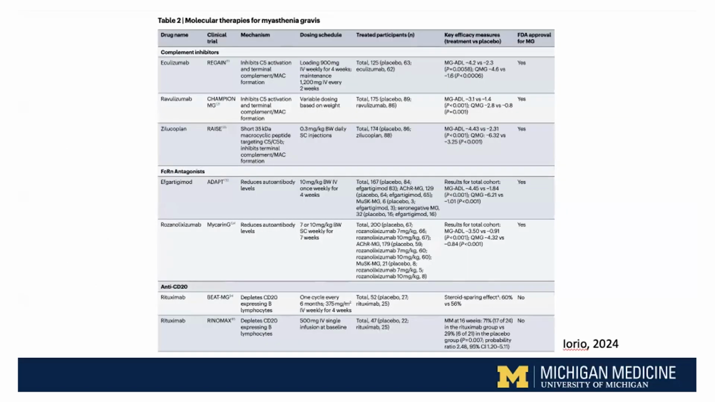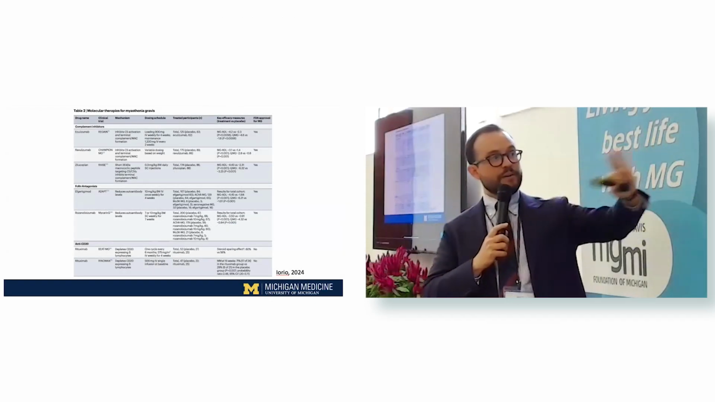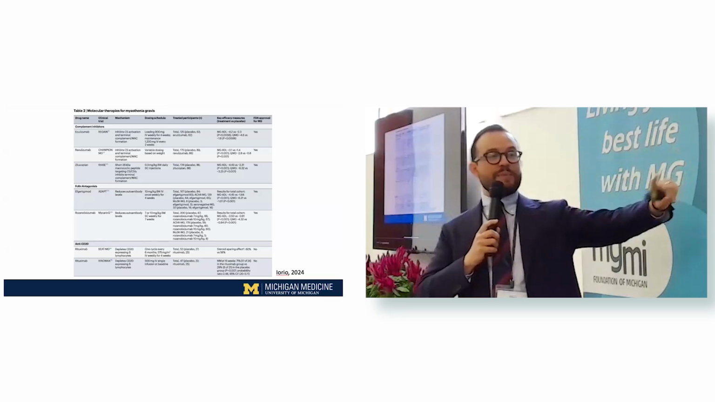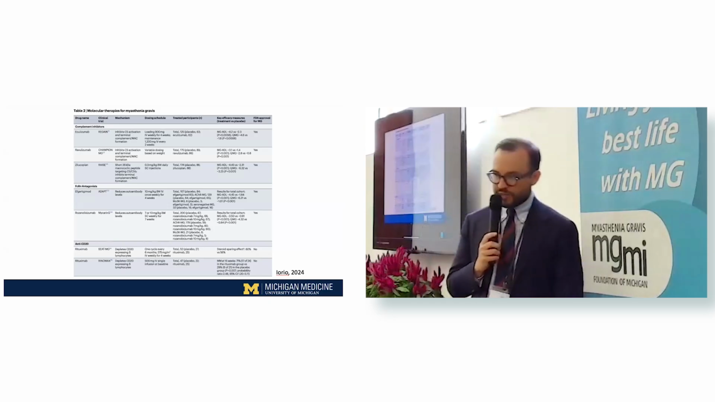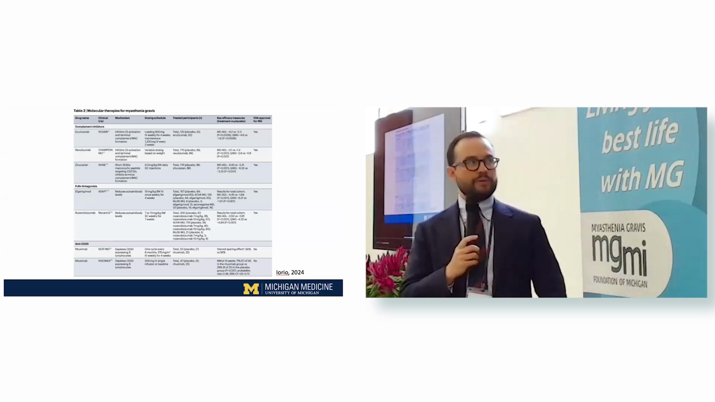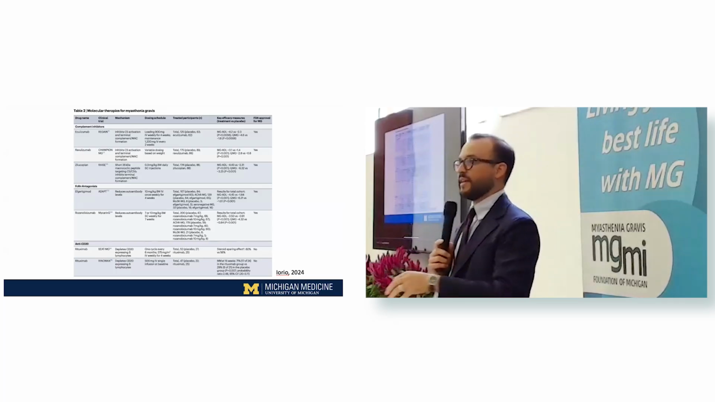So this is just a big table. I'm not going to go into details. This is kind of an overview of all the medications that we just talked about. The complement inhibitors, the FcRn antagonists, the ones that are approved by the FDA. Rituximab has not been approved by the FDA for use in myasthenia gravis, but we still use it depending on how somebody's doing, whether they have acetylcholine receptor antibody positive myasthenia gravis or MuSK in particular.